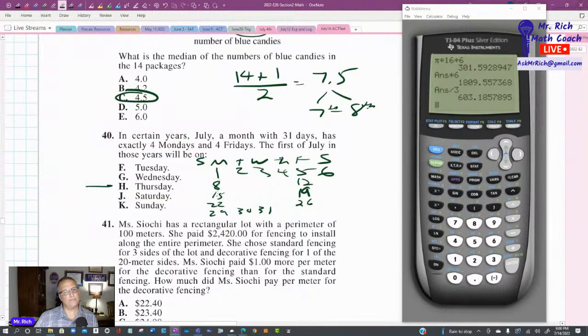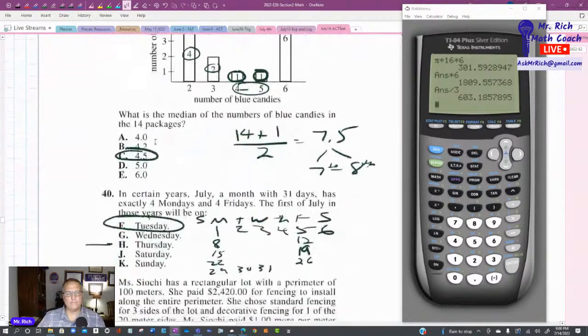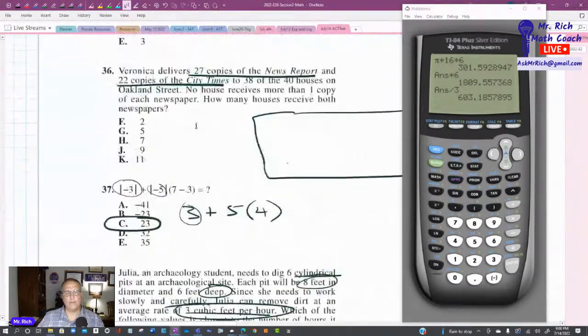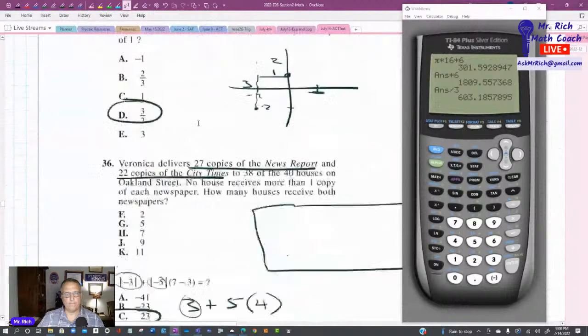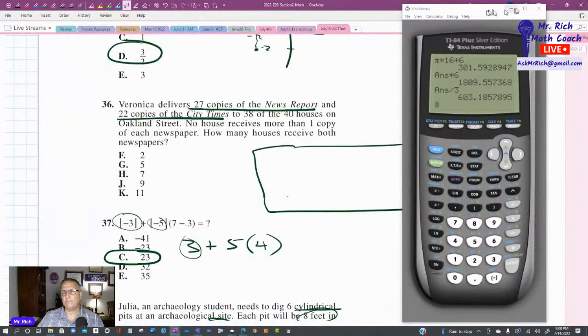That gives me 5 Mondays. I think I backed it up too far. I think it's Tuesday. I think Tuesday is my answer. All right. Let's go back to my Venn diagram. What I thought was a Venn diagram.